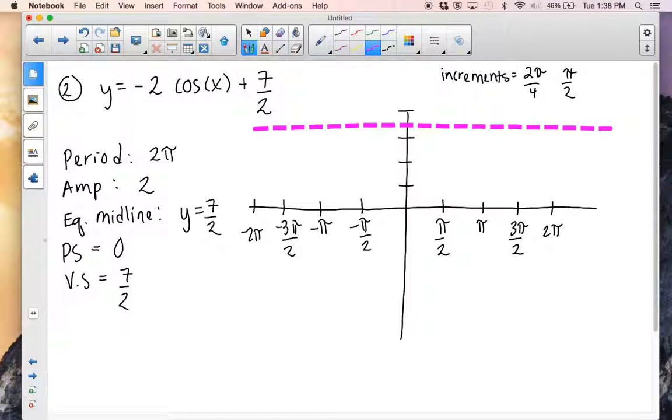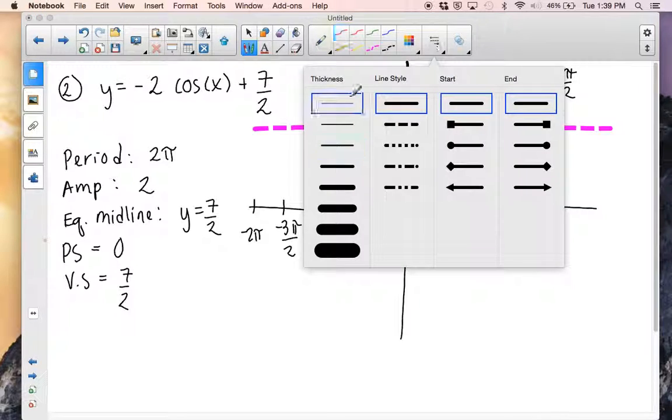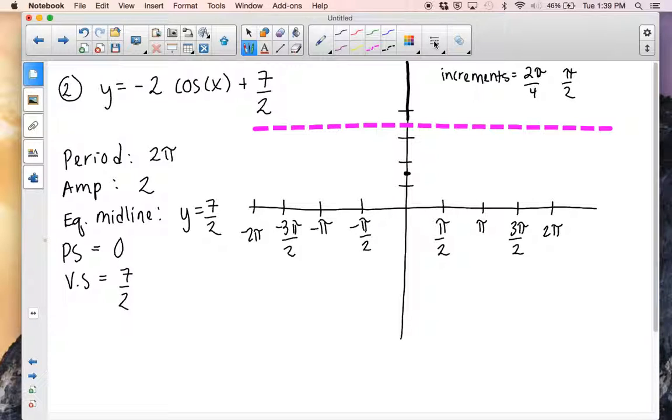The amplitude is 2, so from that, 1, 2, I know this is how low my function goes, and half, 1, 2, this is how high my function is going to go. Notice it's negative cosine, so instead of starting at the top, it's going to start at the bottom. So this is going to be my first point.